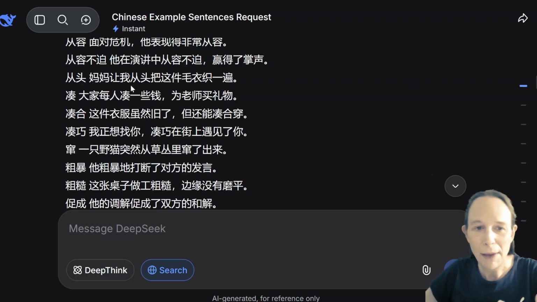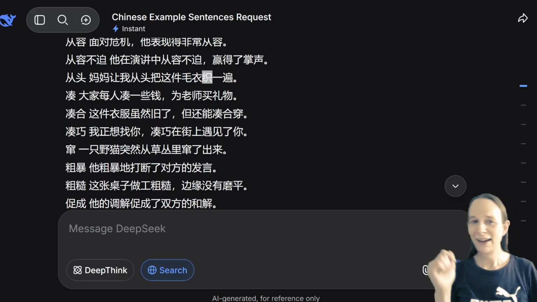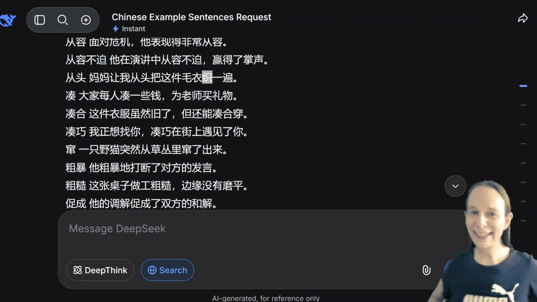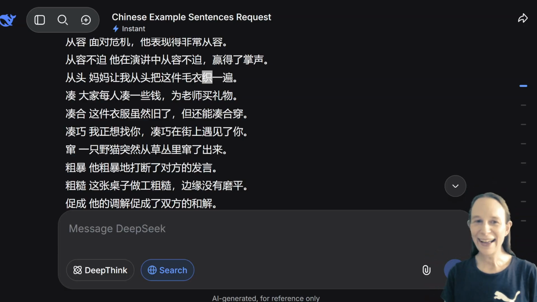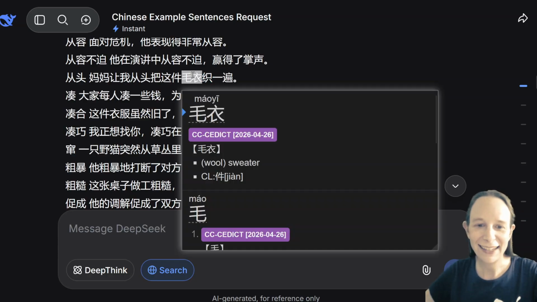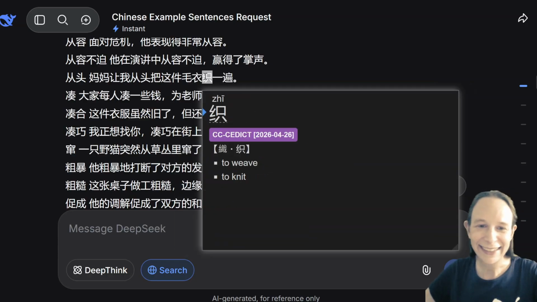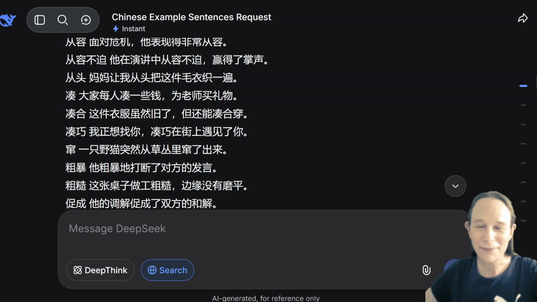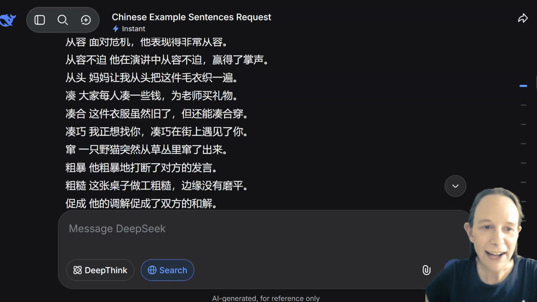Right, 从头，妈妈让我从头把这件毛衣织一遍。Okay, so I had to knit the 毛衣, the sweater. I had to knit the sweater again. Knit the sweater again. All right. I don't know. Mother is not pleased. Mother is not pleased. All right.